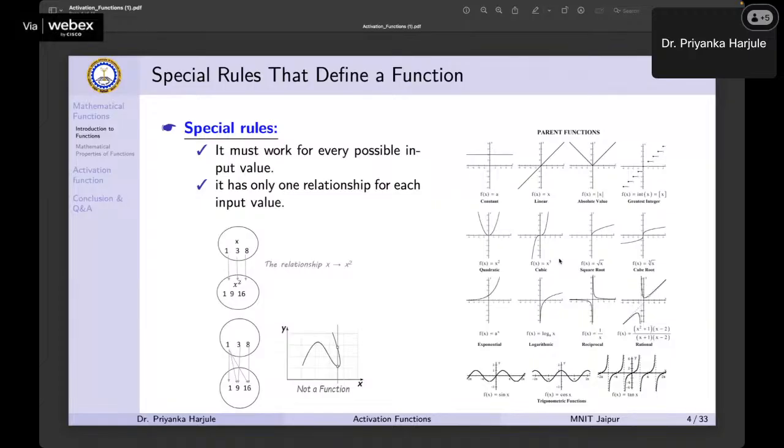Okay. These are some parent functions: constant, linear, absolute value, greatest integer, which is a stepwise graph, then parabola, cubic, square root, exponential, and so on. So these are some parent functions which are useful in the understanding of the foundation of the activation functions. Okay. And these are your periodic functions: sine, cos, and tan functions.